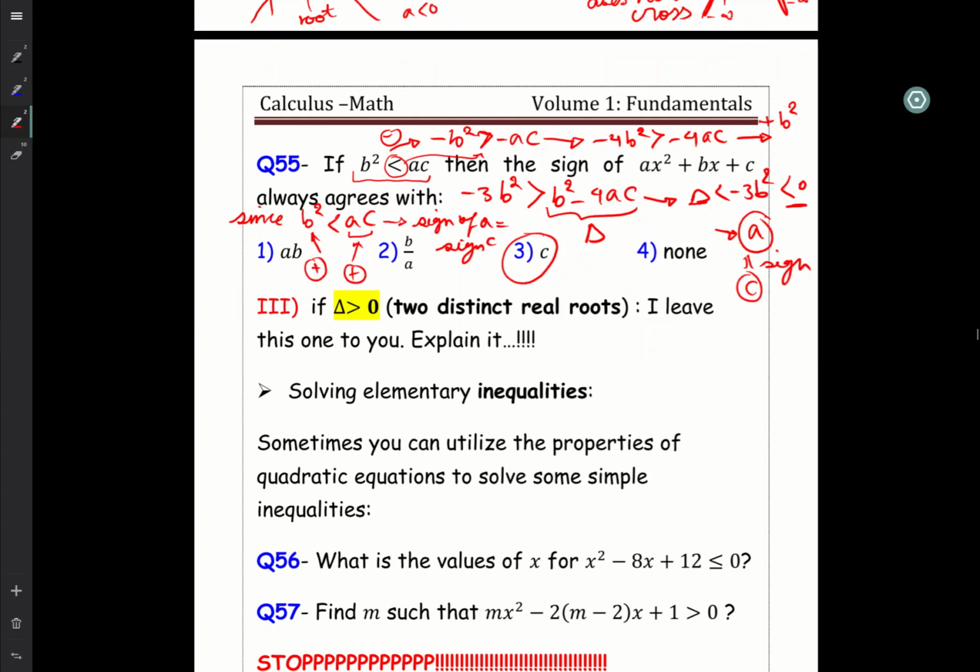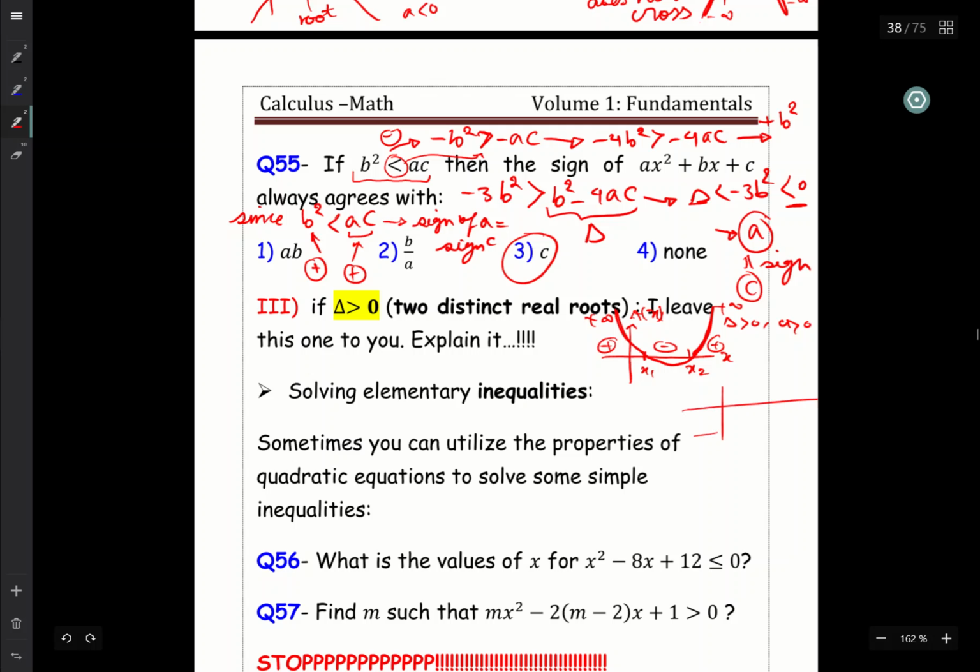Now the final case is when delta is positive, we have two distinct real roots. And again, you can graphically assume what happens. If I have two roots, x1 and x2, so delta is strictly positive and a is positive. At very large values for x, my function goes to plus infinity. And therefore, between the two roots, I end up with a negative. And outside the two roots, I end up with positive.